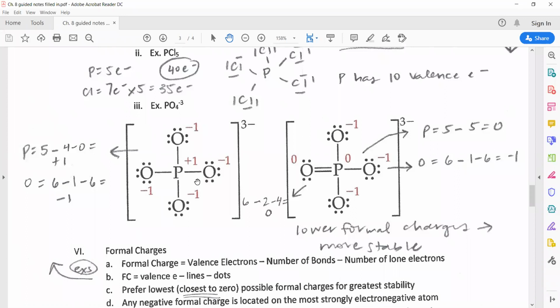Here is PO4 minus 3. This gives us a little bit of an idea of why this happens. So you could draw a correct Lewis structure that looks like this. PO4 minus 3 here. You could also draw another correct Lewis structure for PO4 minus 3. Here, phosphorus only has 8 valence electrons, but here he has 10. What we're going to see is that phosphorus is actually more stable when he has 10 valence electrons. That's based on this thing called formal charge, which I'll get into in the next video.